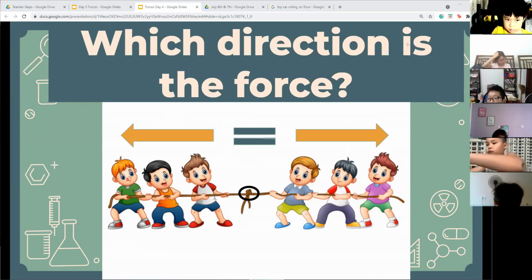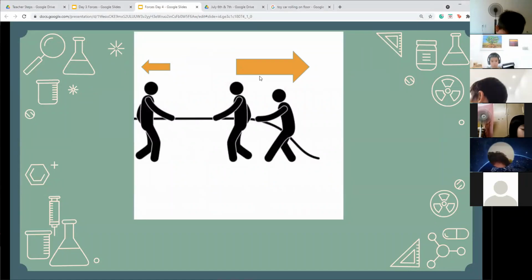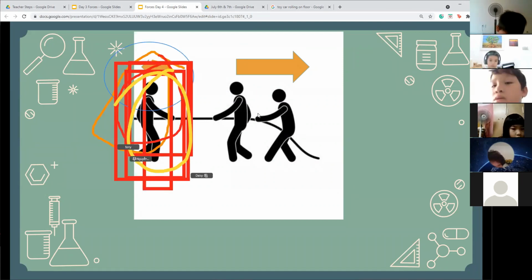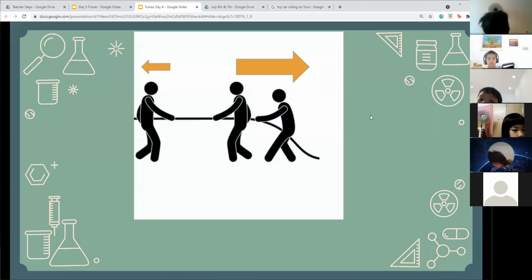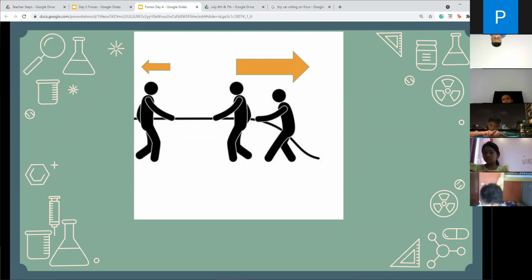Okay, but right now we have two forces. I would like you to circle the weaker force. You got it correct, good job. Which arrow is smaller? Dragon, which arrow is smaller, the left one or the right one? The arrow on the right. The one on the right? No, that's your left. The left side is smaller.